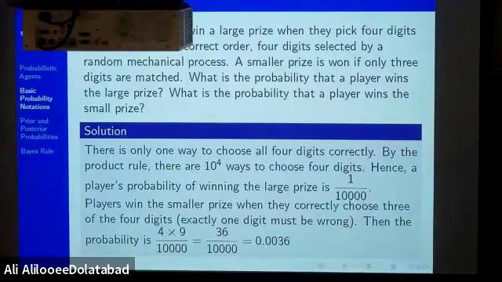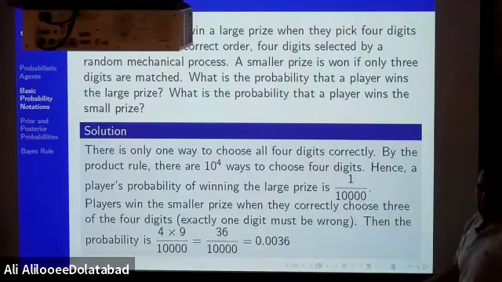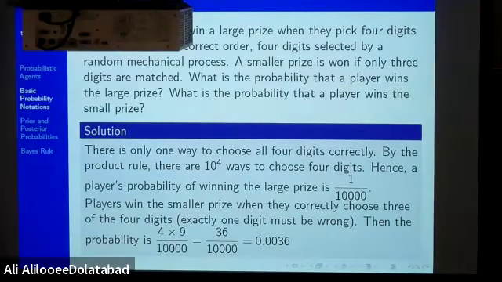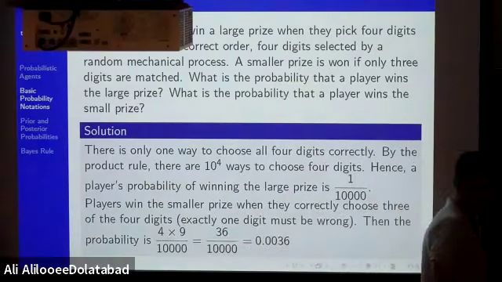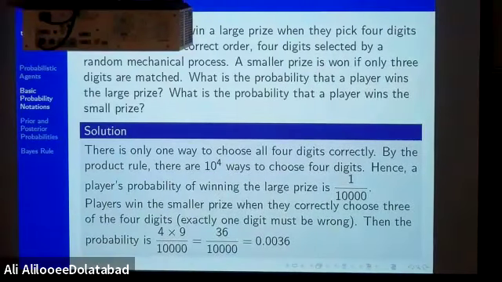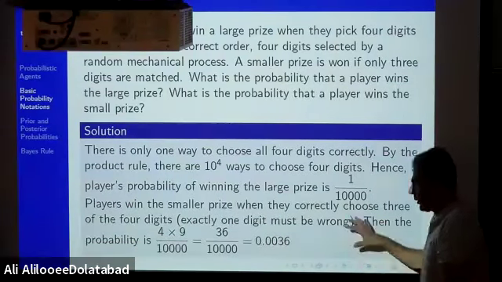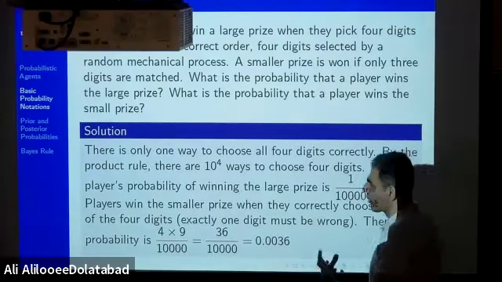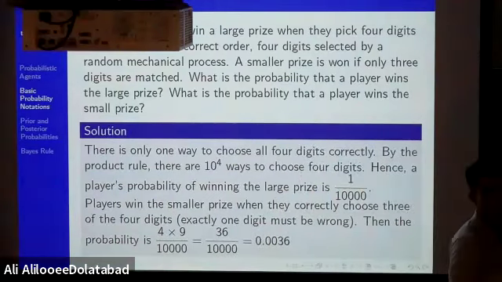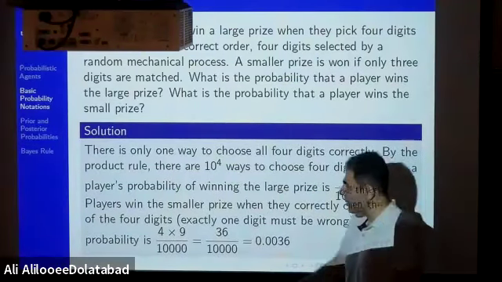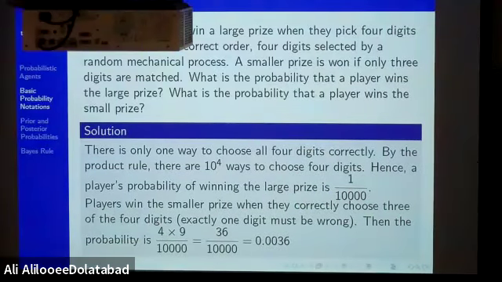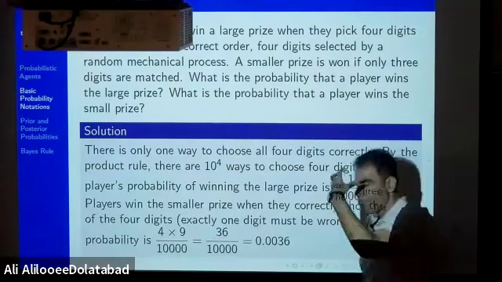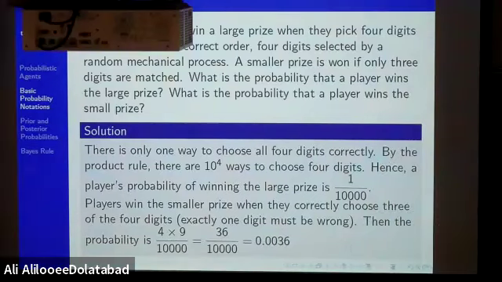I'm not sure how much this explanation makes sense. Exactly one digit must be wrong. We should not make a mistake. When we say that exactly one digit should be wrong, it means that for one digit, you should get a number other than that specific value. Since that specific value cannot be chosen, there are 9 possibilities. That's why we have 4 times 9: the digit that is wrong can be the first digit, the second digit, the third digit, or the fourth digit.